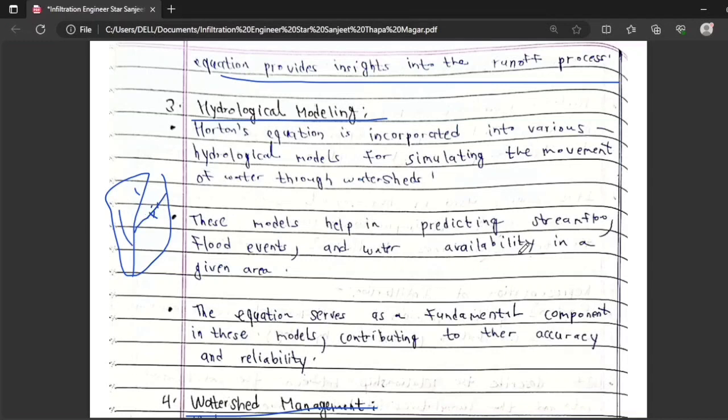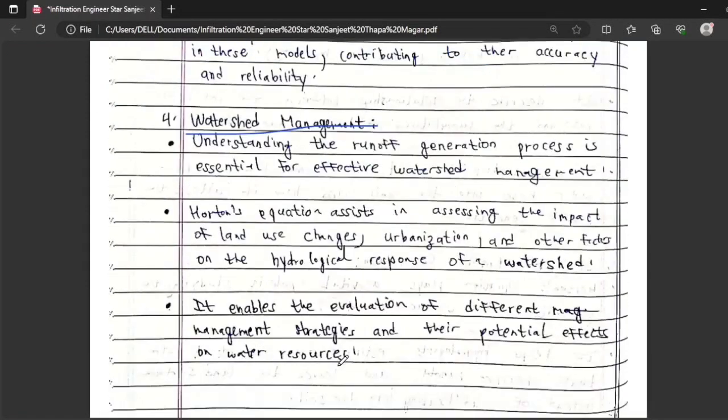For the modeling of a catchment, for hydraulic construction, we can derive the model or equation for this watershed. This model helps in predicting stream flow, flood events, and water availability in the given area. The equation serves as a fundamental component in this model, contributing to its accuracy and reliability.